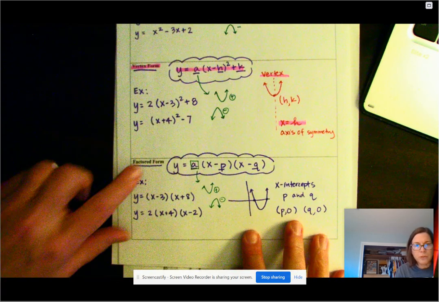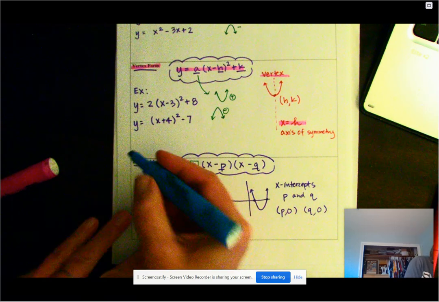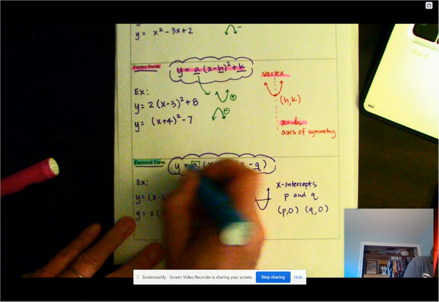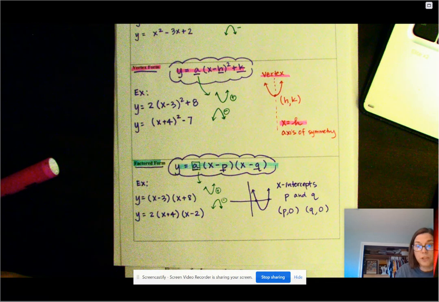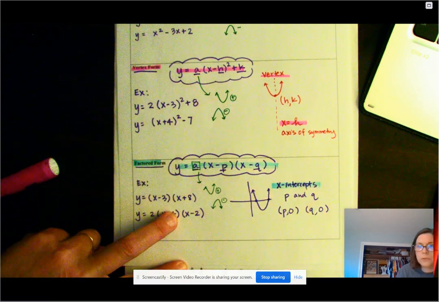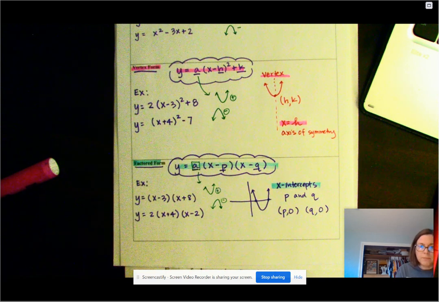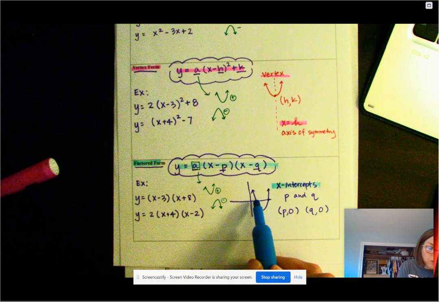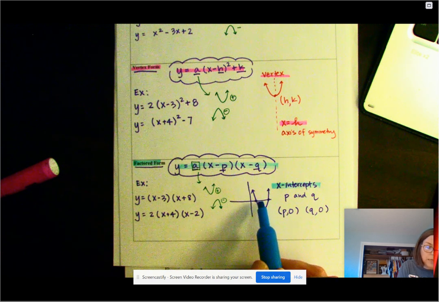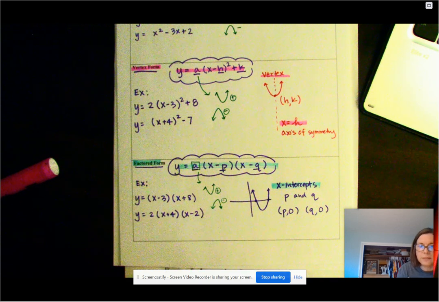And in factored form, let's do that in blue, the key features you can see really quickly are the x-intercepts, also referred to as roots or solutions. And that's where you can quickly determine where the parabola or quadratic will cross the x-axis.